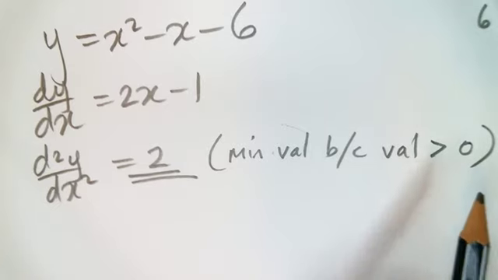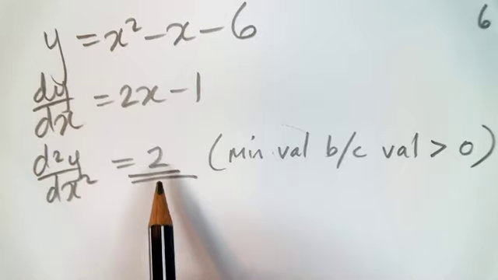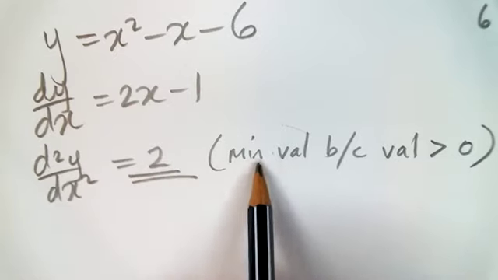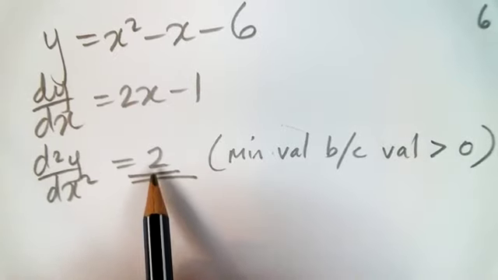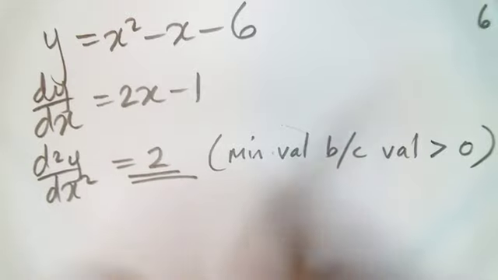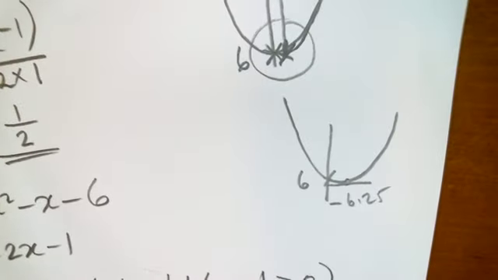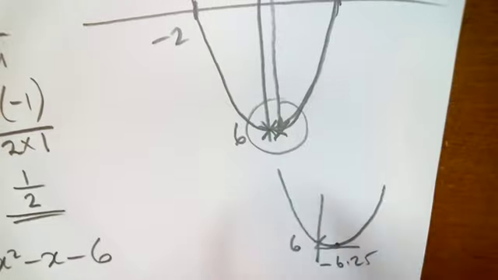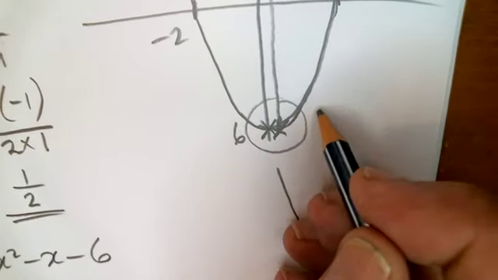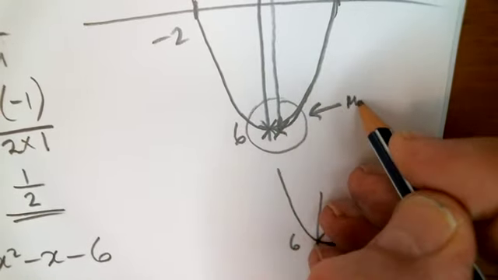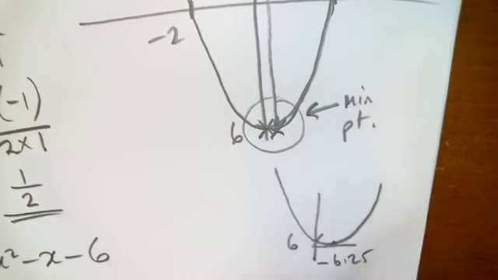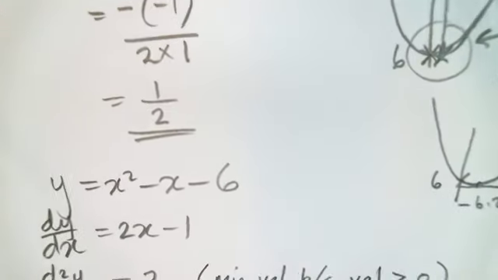It's neither of those things. Instead, it is just a minimum value, and it's a minimum because the value here is in fact greater than 0. So that tells us that whatever the turning point is here, it is in fact a minimum. So this is now recognized as a minimum point. The turning point is in fact a minimum. And that's how we know.